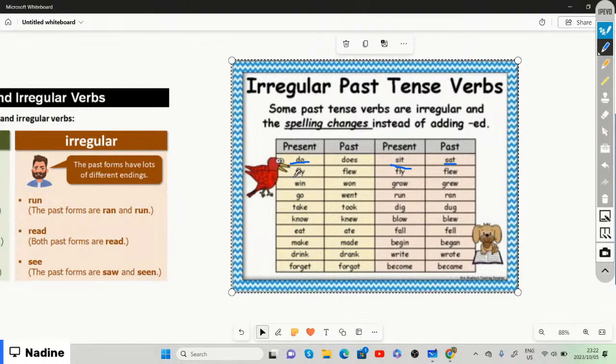Fly. The birds fly in the sky. That's fly, and that shows the present tense. It's something that the birds are doing now. They fly in the sky, right? But in the past, they flew. They flew.